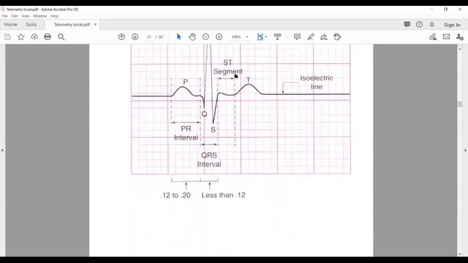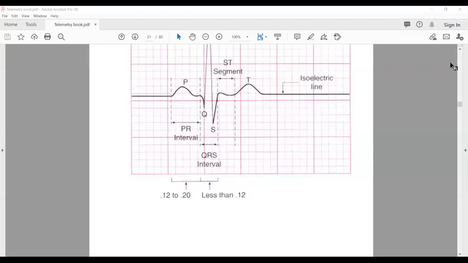So now I want to take a look before we go on. I want to show you these intervals. These intervals are really, really important because this is what you'll be measuring if you are a telemetry technician or possibly an EKG technician. Each of these intervals is really important. So you have what we call a PR interval. Now you'll see that it's measured from the beginning of the P to the beginning of the Q.